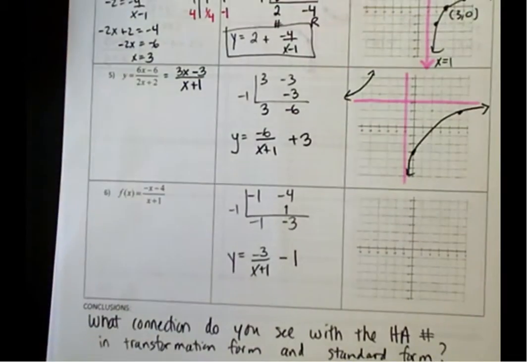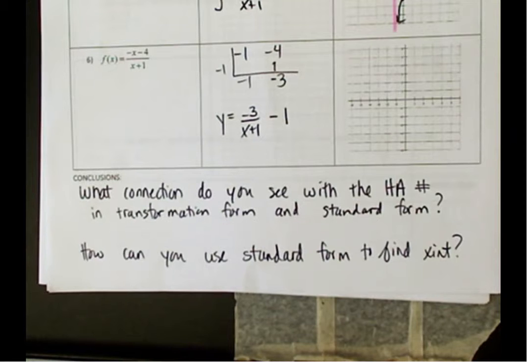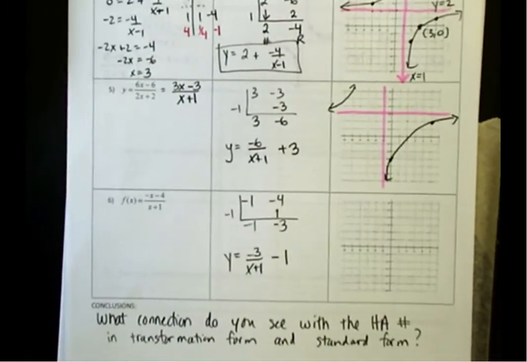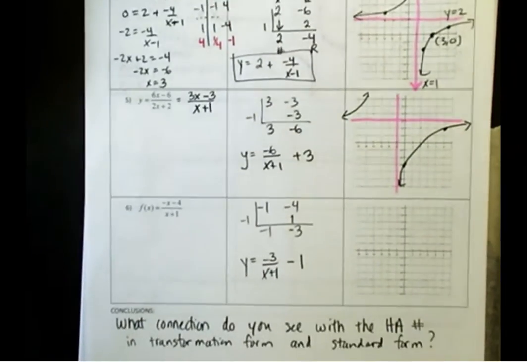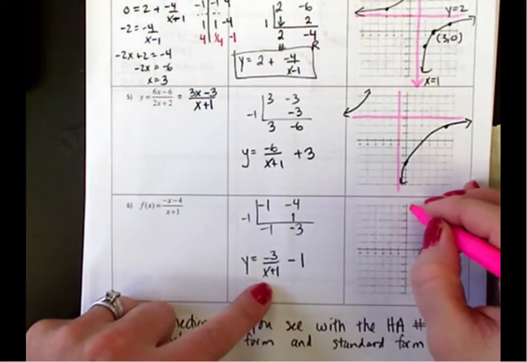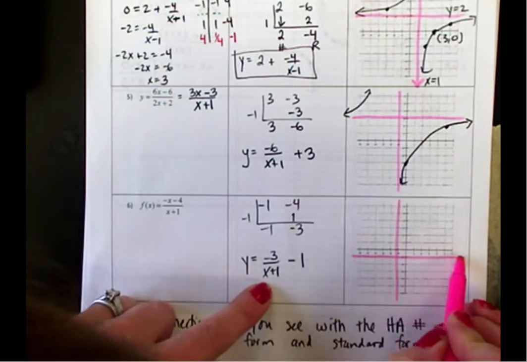Okay, we're going to look at the first question. What connection do you see with the horizontal asymptote number in transformation form and standard form? I'm going to ask you a few leading questions that might get you to the answer. I'm just going to sketch my asymptotes real quick. So we go here and we go here.